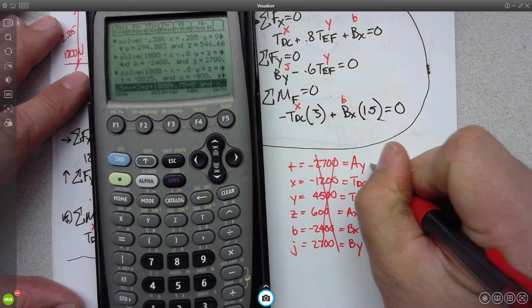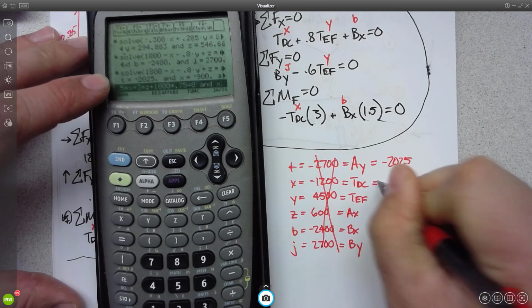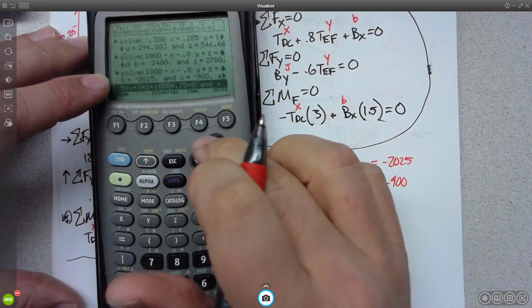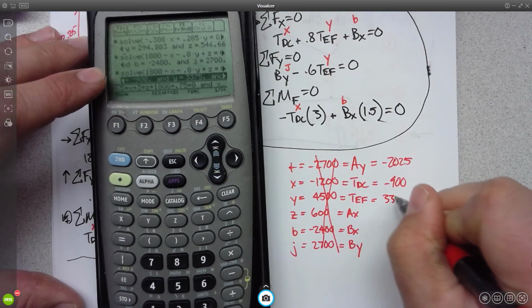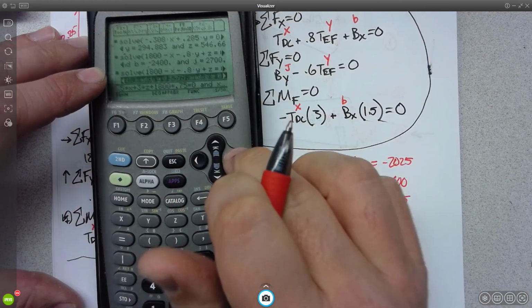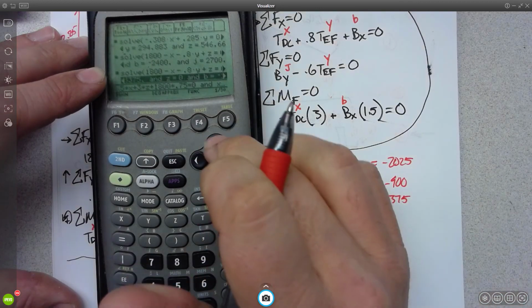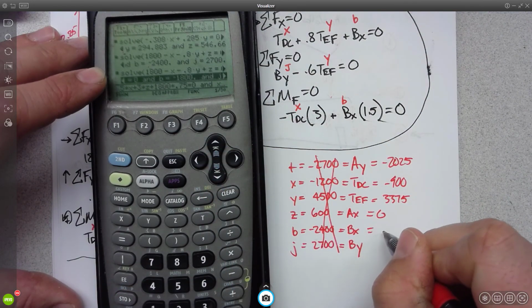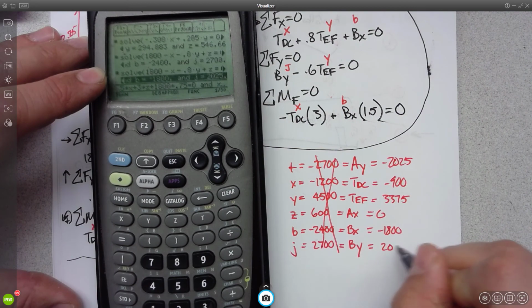And here I find that AY is negative 2025. TDC is negative 900. TEF is 3375. Ooh, look at that. AX is 0. BX is negative 1800. And BY is 2025.